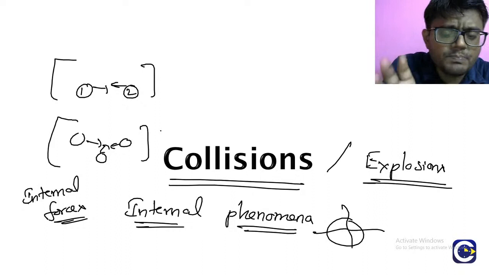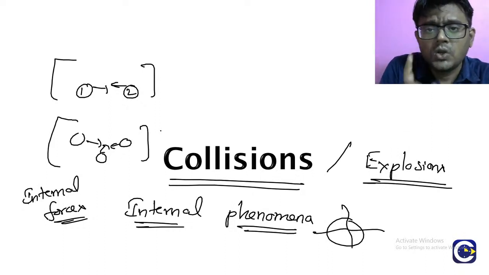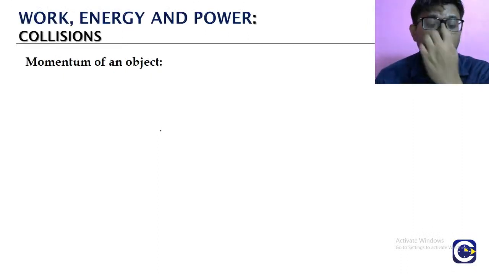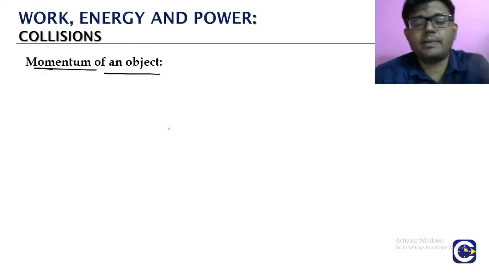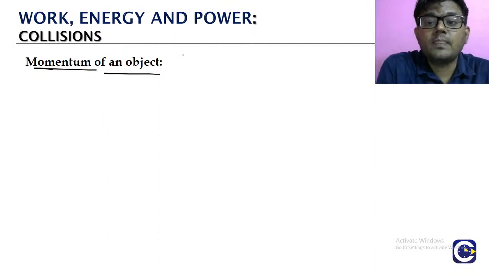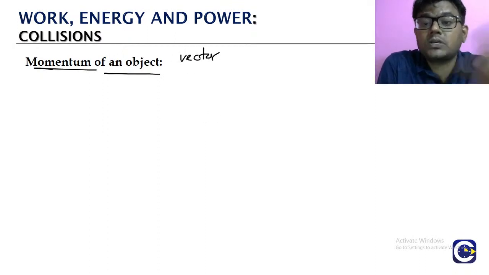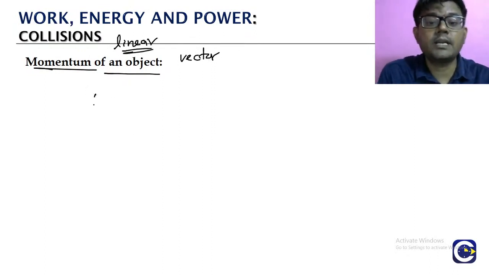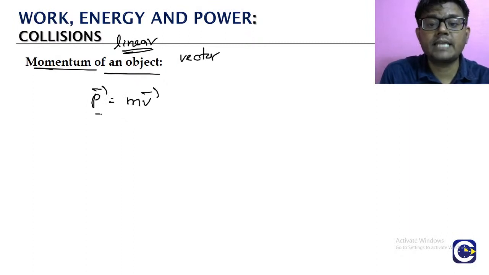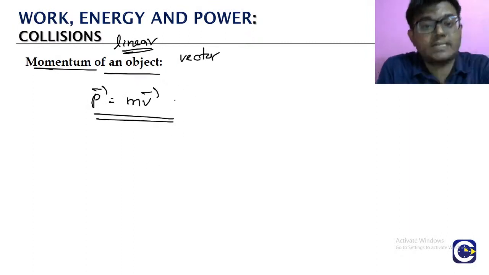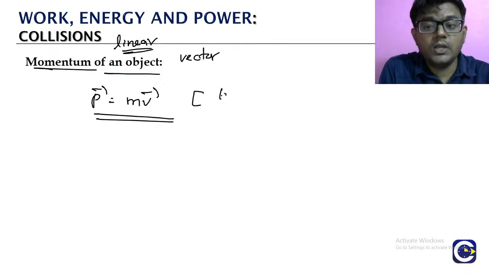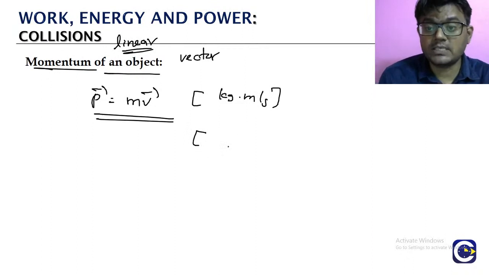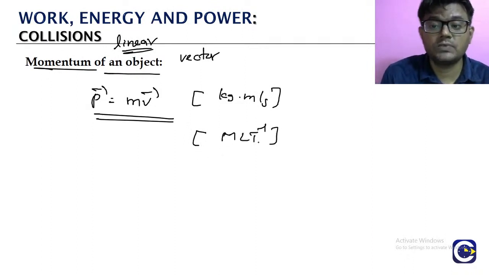Before we go into collisions and explosion, let us take a look at the concept of momentum. Already we discussed momentum. Here the momentum we are talking about is linear momentum. If you have an object, what will be the linear momentum of the object? Mass of the object times its velocity, which is a vector quantity. We have seen the SI unit for this, kg meter per second, and the dimensional formula, M L T power minus 1. All that we have covered.